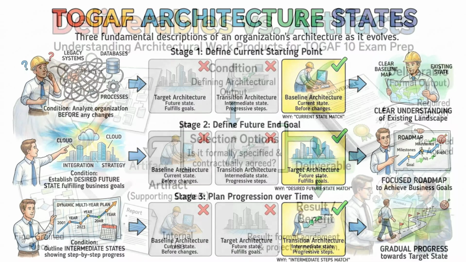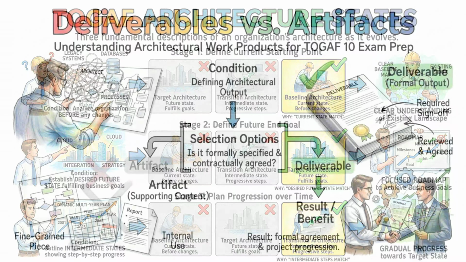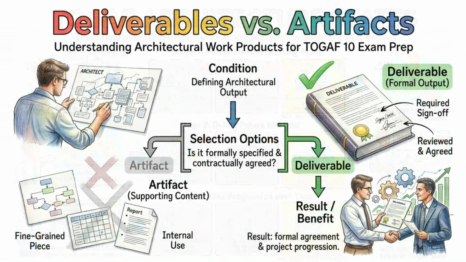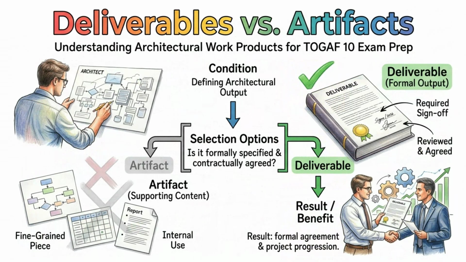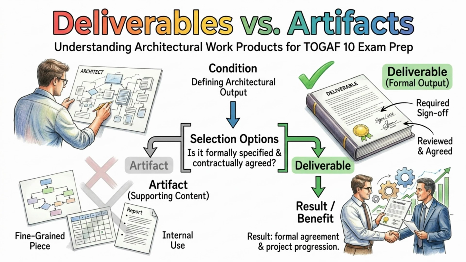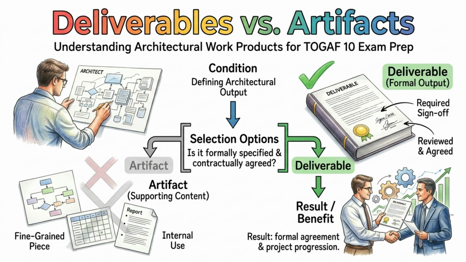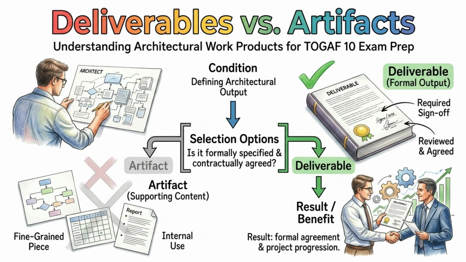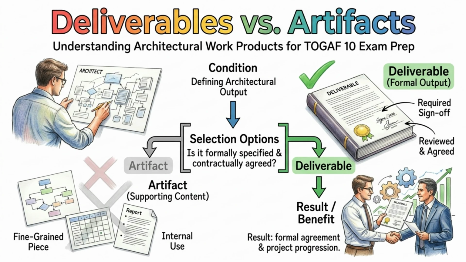When building architectures, architects work with deliverables and artifacts, which are distinct types of architectural work products. A deliverable is a formally specified, contractually agreed output that is reviewed, agreed upon, and signed off by stakeholders. An artifact is a smaller, fine-grained piece of architectural content, such as a diagram, matrix, or report, used to create views of the system. The exam frequently tests your capability to categorize work products correctly as either deliverables or supporting artifacts.